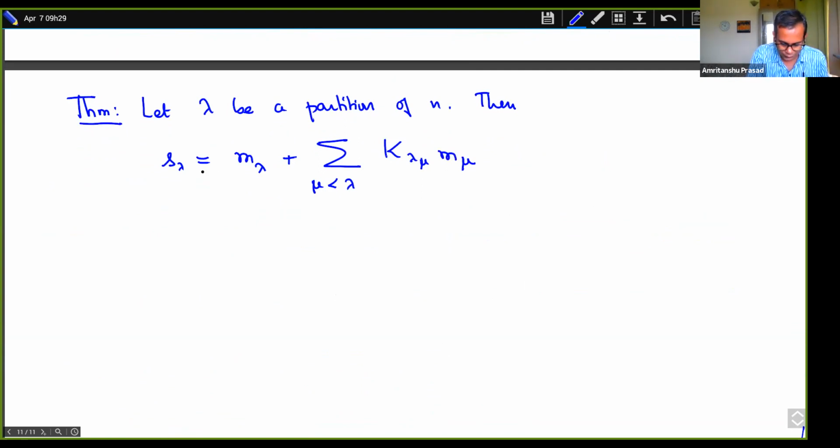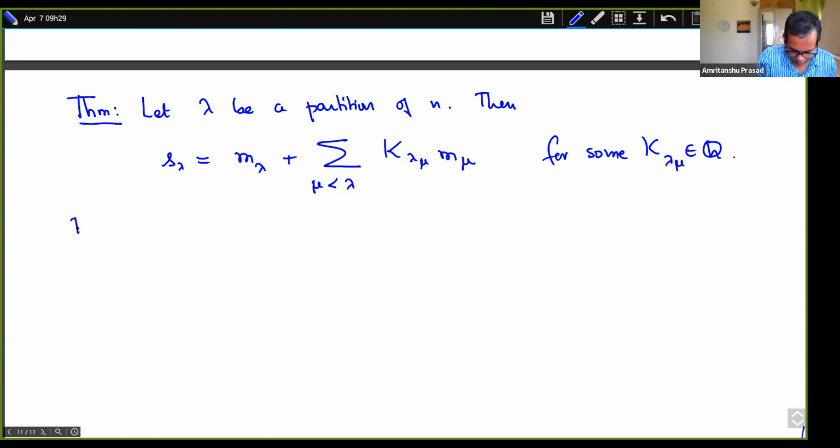So this is a kind of triangular change of basis. When we go from m lambda to s lambda, the expansions form a triangular matrix, and this will imply that the Schur functions also form a basis for symmetric functions. Here the symmetric functions are all of degree n, because when we say mu less than lambda, we insist that mu has the same size as lambda. And here we'll only prove that these coefficients are rational, but they turn out to be integers.